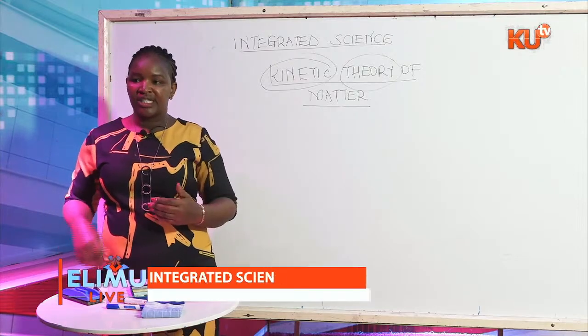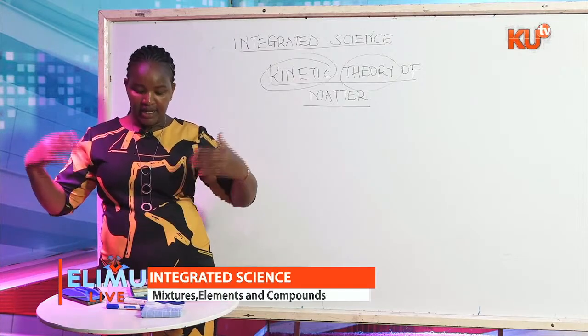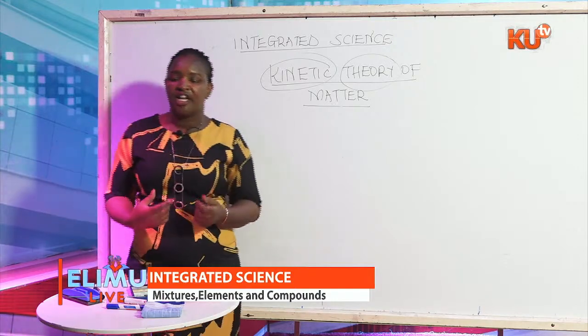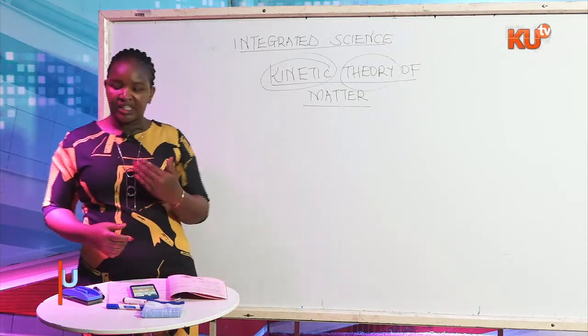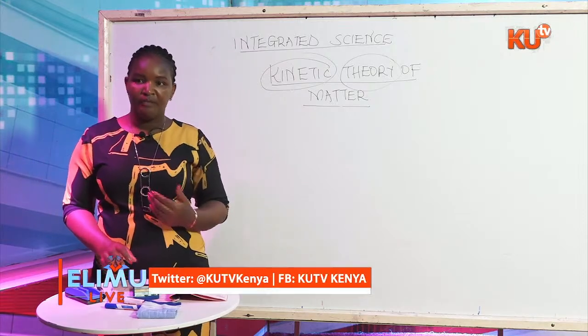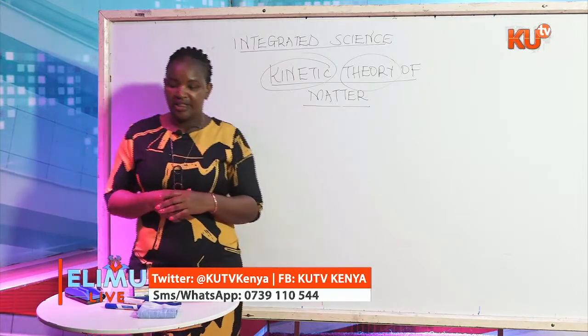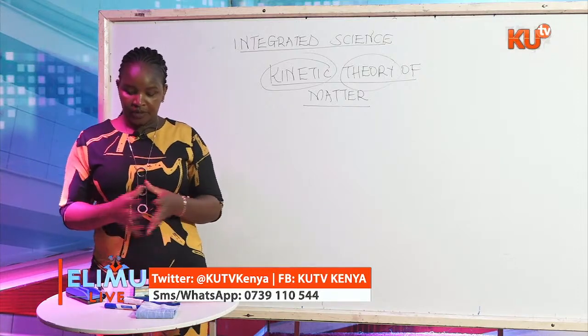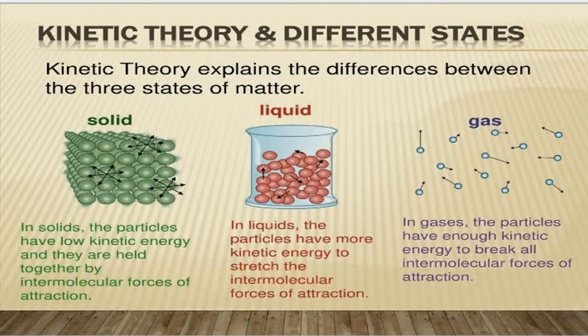And I want us to see further how this movement, or how this kinetic theory, applies in all the states. So I'm further explaining in the next slide the movement of particles in the different states of matter. Now, when you look at what is on your screen, the first diagram, which is green, we are talking about how the kinetic theory explains the difference between the three states.